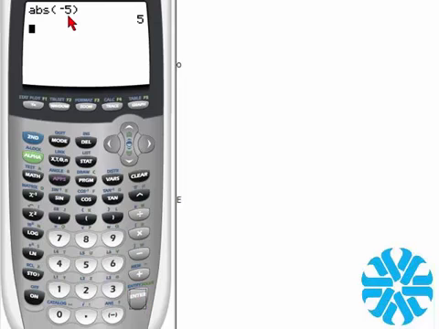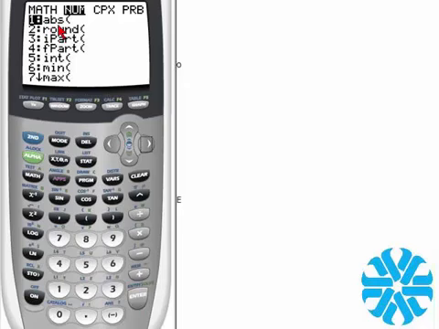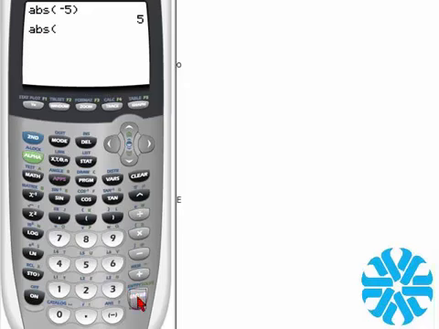And we can see that the absolute value of -5 is equal to 5. Also, recall that the absolute value of 5 is also 5. So if we go to Math, over to Number again, and then here we are at absolute value, select Enter, and then insert 5, and close the parenthesis, and we hit Enter. So the absolute value of -5 and the absolute value of 5 is 5.